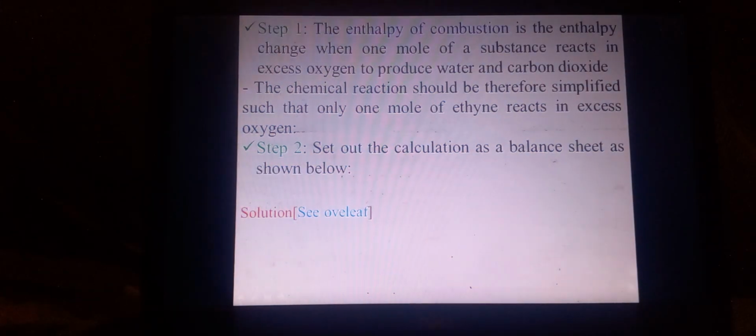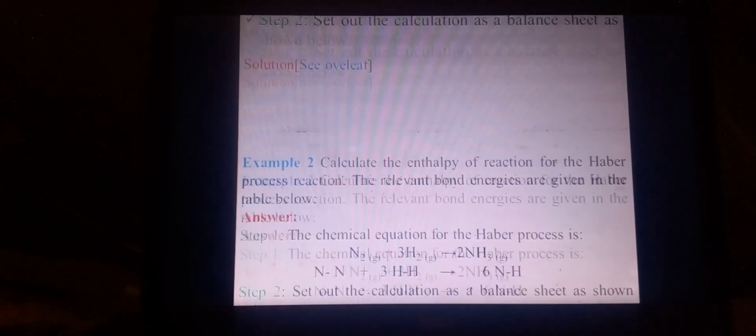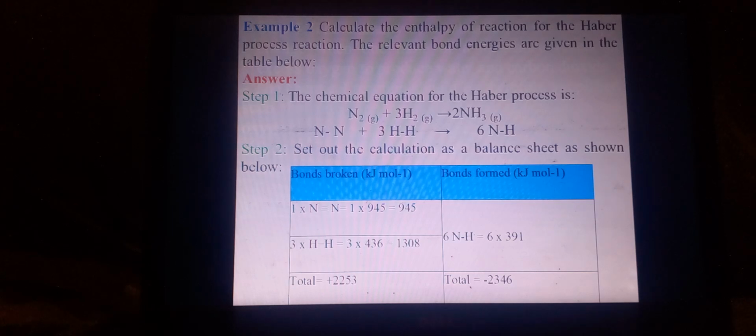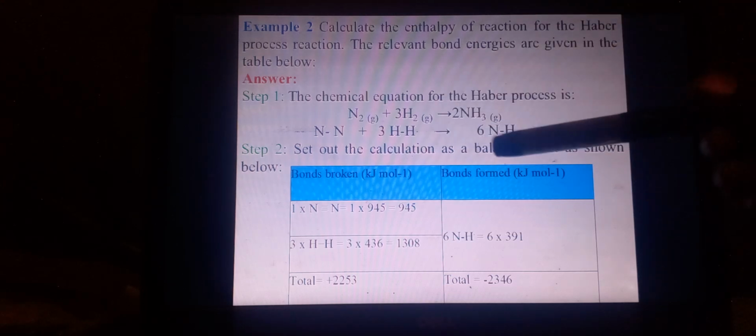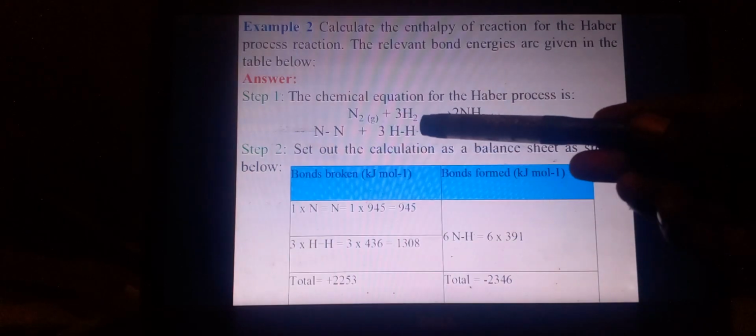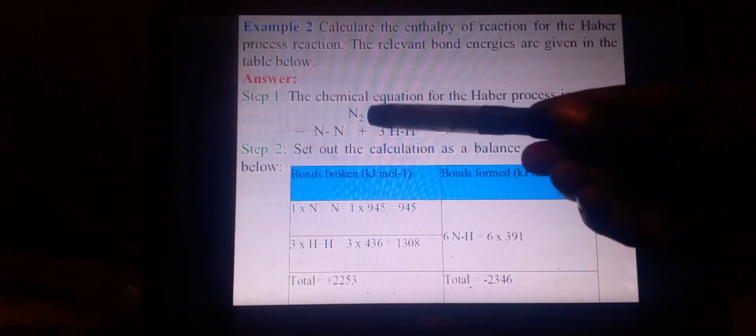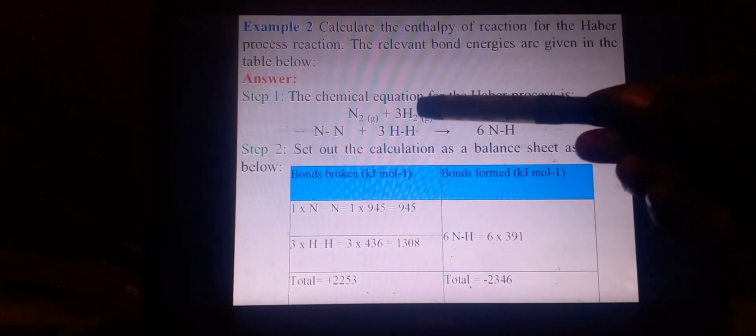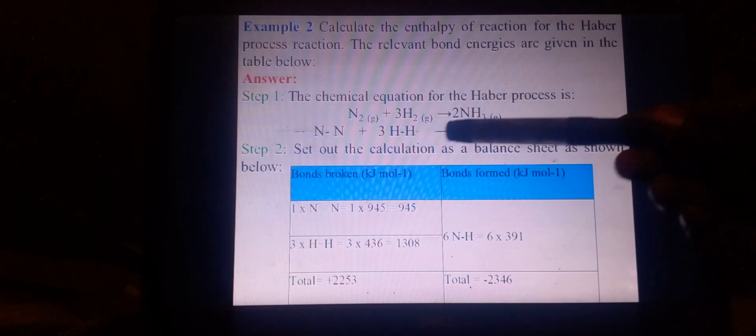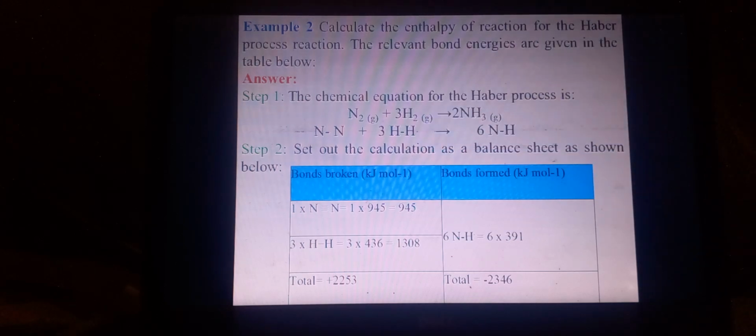So now we want to proceed and look at example 2. In example 2, you are supposed to calculate the enthalpy of reaction for the Haber process. Under the Haber process, we are forming ammonia gas, where we combine nitrogen gas and hydrogen gas. So 1 mole of nitrogen gas will combine with 3 moles of hydrogen gas to form 2 moles of ammonia.